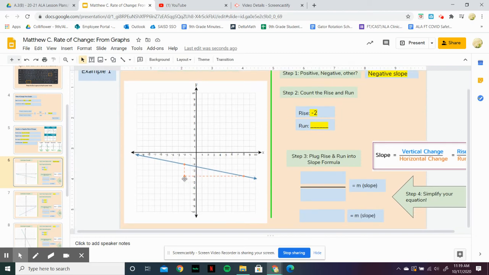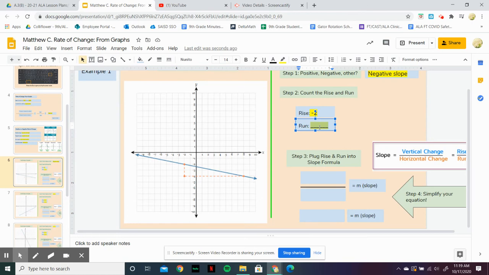Now I'm going to count the run of this graph. If I look at the point here to here, that tells me how far my graph is moving in the x direction. So that is 1, 2, 3, 4, 5, 6, 7, 8, 9, 10. So the run of this graph is 10.